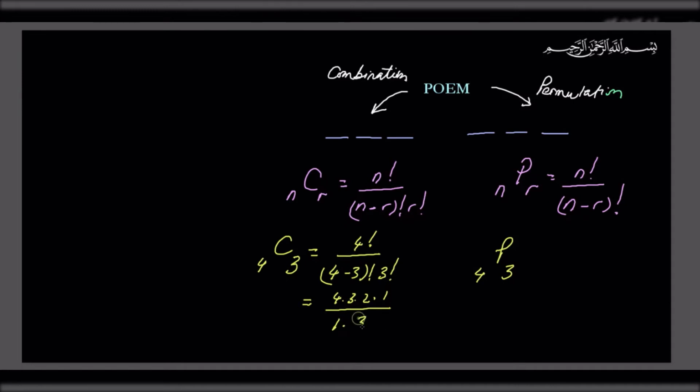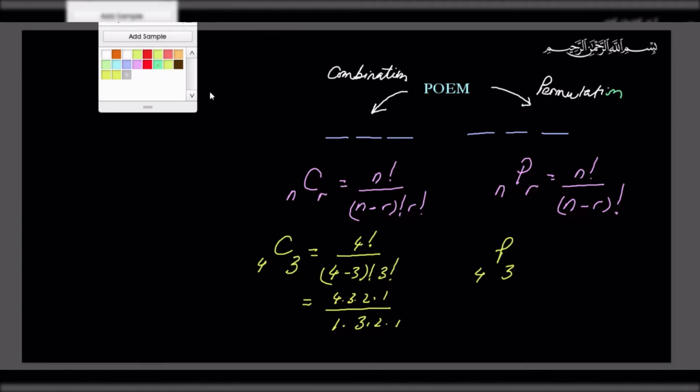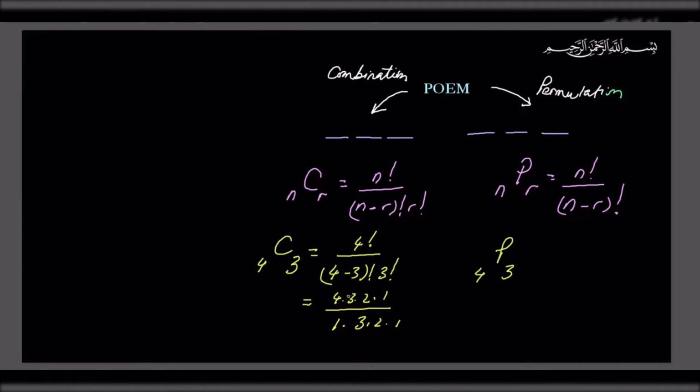And 3 factorial is 3 times 2 times 1. And as you can see, this will cross off, this will cross off, this will cross off. Correct? So this ends up being only 4 different unique combinations over here.